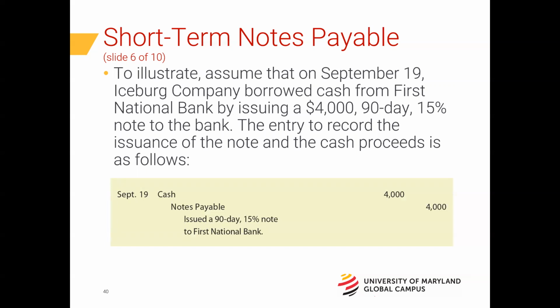So let's assume that we have a company and our company took out a $4,000 loan to purchase inventory. It's a 90-day loan, so short-term, 3 months, 15% interest. Oh my God, I would never do that, but I'm just saying, okay? So the first transaction, we're receiving the cash from the bank. We debit cash $4,000, credit notes payable $4,000, and then we attach the note.